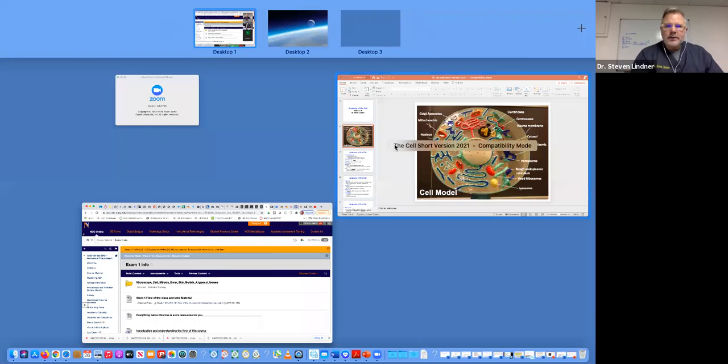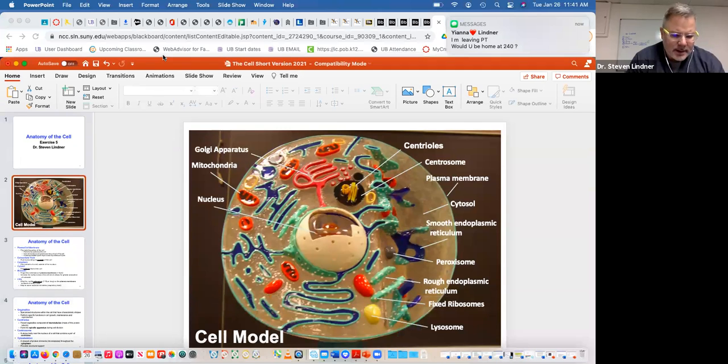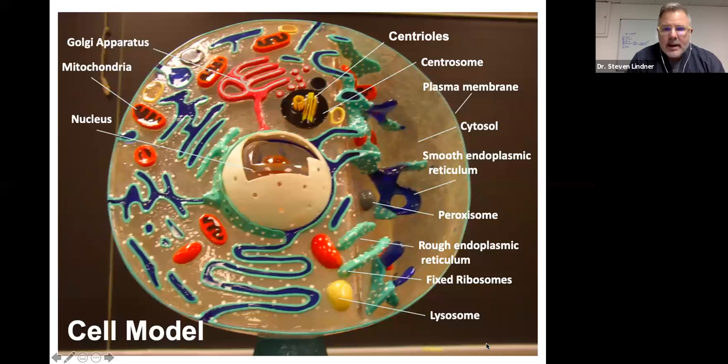All right, so we're going to look at the cell first. First, look at the first PowerPoint here. So let's take a look here to see the cell model.